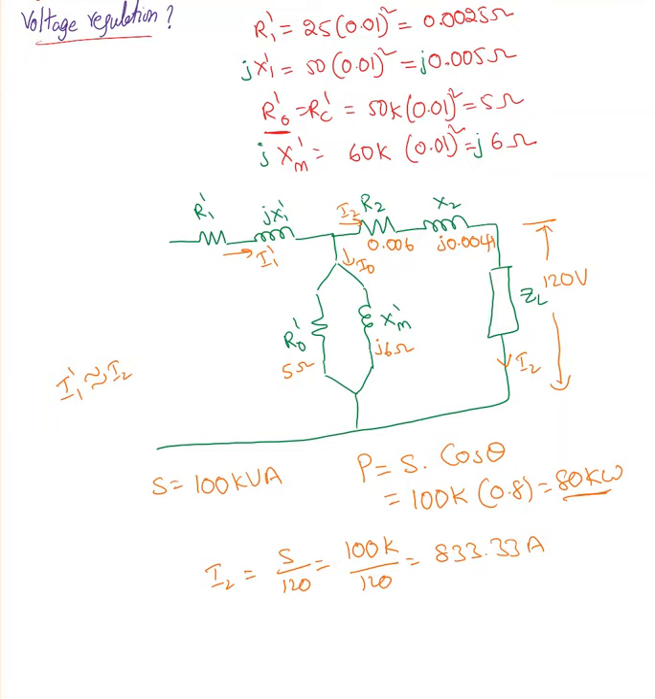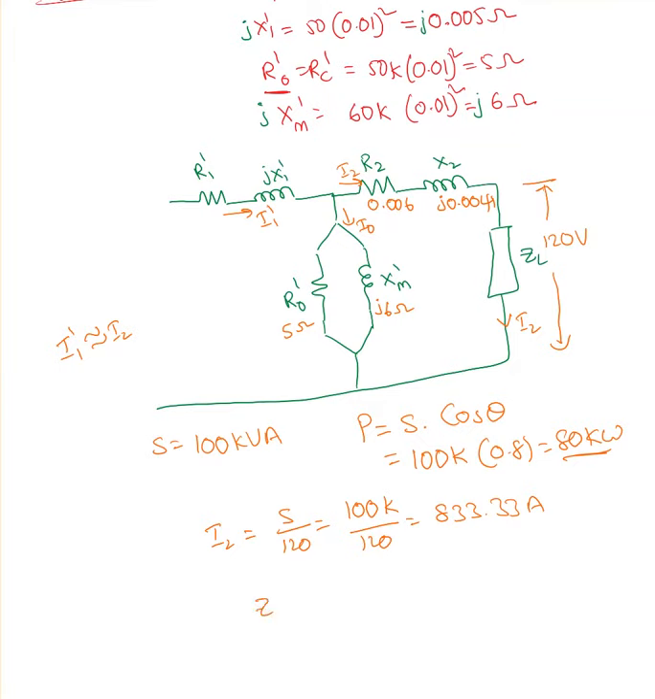Even I can find the load impedance if needed. My load impedance ZL equal to 120 over I2. That will give me my impedance. So I2 equal to 120 over 833.33. There is a phase angle. That phase angle comes from this theta equal to cos inverse of 0.8 from the power factor. I mean, the phase angle comes from the power factor. So cos inverse of 0.8 is 36.86 degrees. So this is minus 36.86.